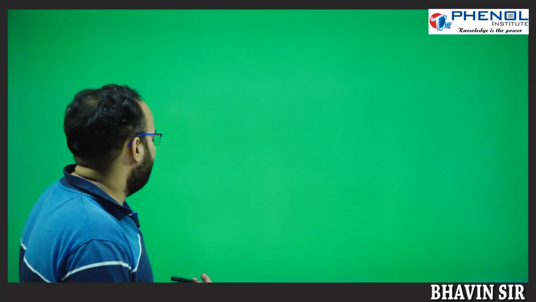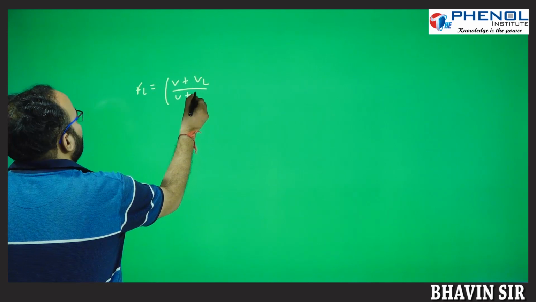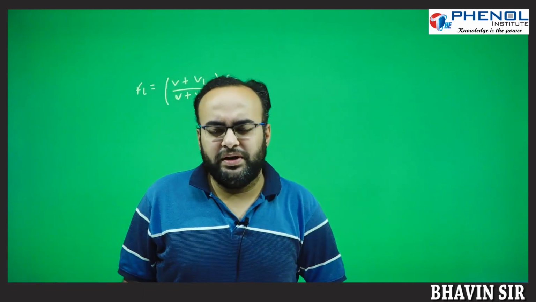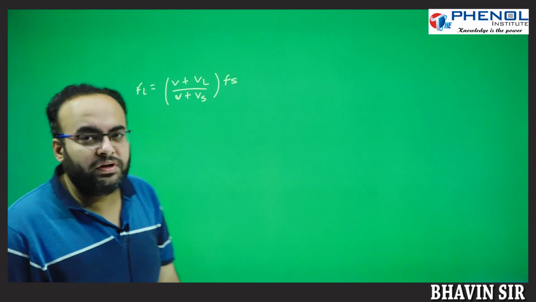Hello students, in our last lecture we discussed the Doppler effect and its formula. F_L is equal to (V plus V_L) upon (V plus V_S) into F_s. F_L is known as the frequency heard by the listener, or the apparent frequency, and F_s is the frequency of the source, or real frequency.